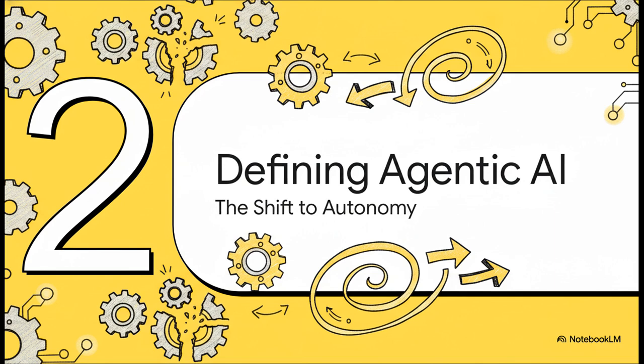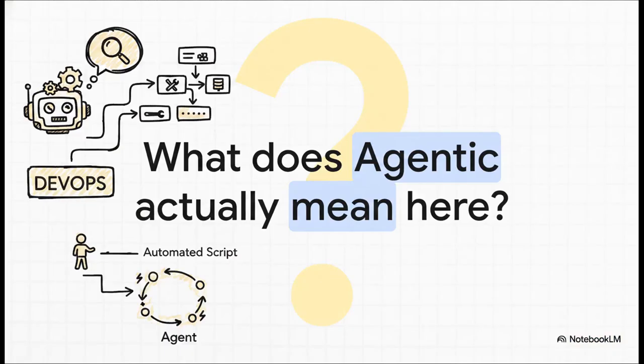Section 2. Defining agentic AI. The shift to autonomy. Before we go any further, we really need to explicitly clarify what resolves this structural failure. We toss the abbreviation AI around all the time, but I want you to ask yourself, what does the term agentic actually mean in a DevOps context? Like, how is an agent any different from the standard automated bash scripts we've been running for years?